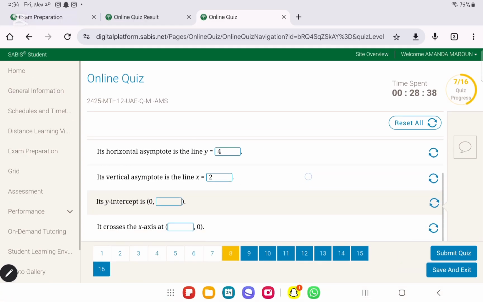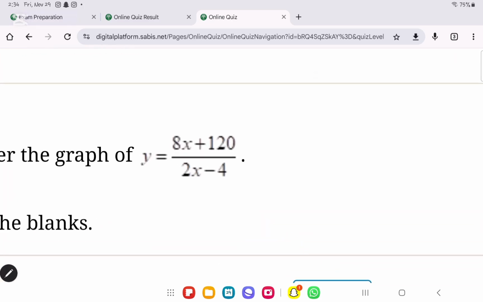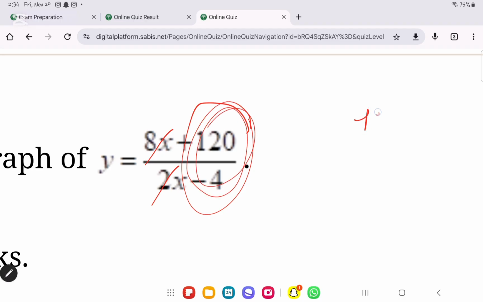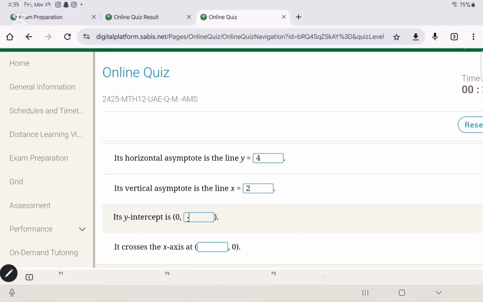Now moving on to the y-intercept. Whenever we are talking about the y-intercept, this very simply means that you take it back into its original form. You are going to leave the numbers with x alone. They will stay by themselves. And then you are going to divide these two numbers by each other. So that becomes 120 divided by minus 4, which gives us minus 30. So this is the y-intercept.